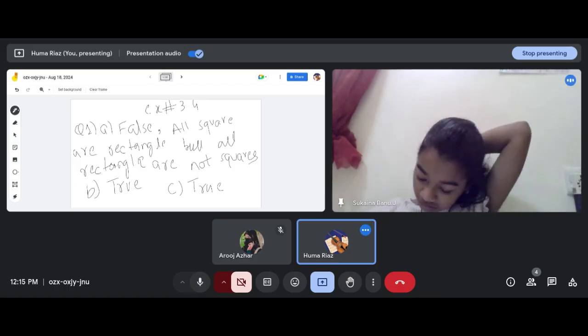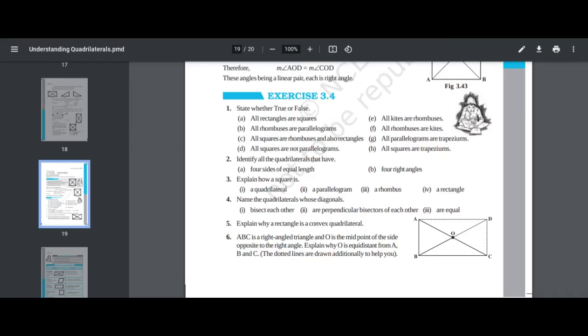G. All parallelograms are trapeziums. Yes, true. All parallelograms have a pair of parallel sides. For the H part now. All squares are trapeziums. Yes, they are, because all squares have a pair of parallel sides.